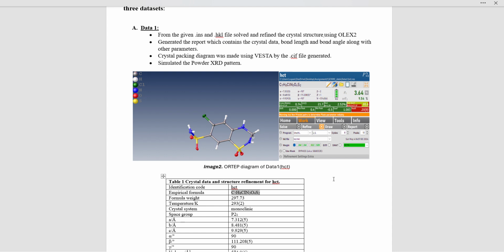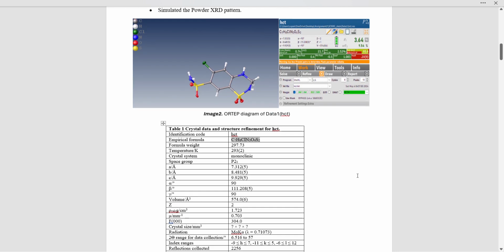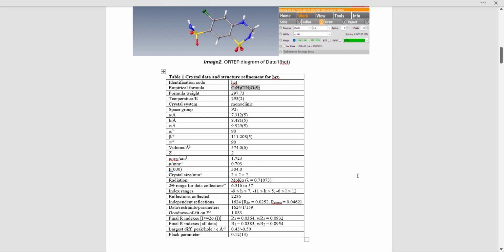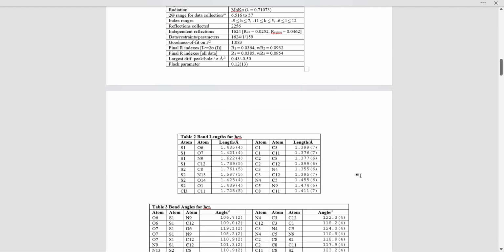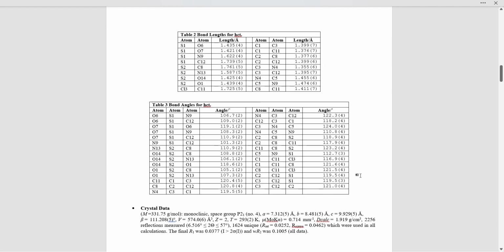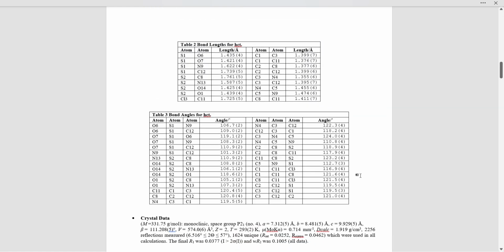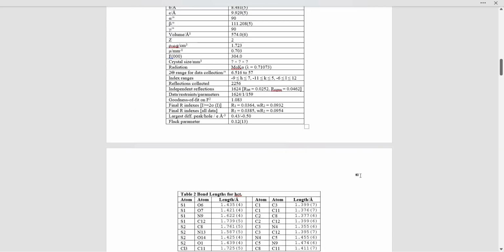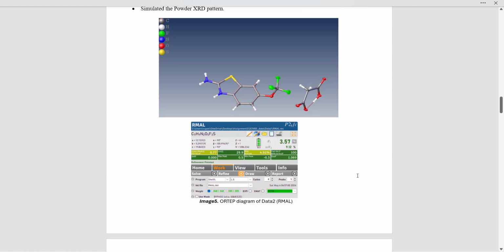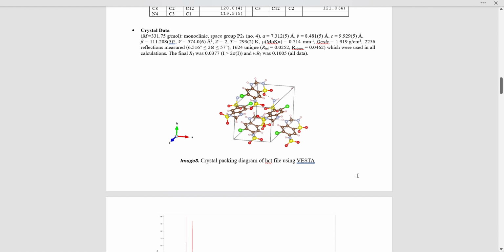So the first data file was hydrochlorothiazide, and at the end of this refinement we should do the report. In the report file we have the crystal data which contains the empirical formula, the formula weight, temperature, the space group, the cell parameters like a, b, c, alpha, beta, gamma, the volume, along with other parameters. It also includes the bond lengths and the bond angles. During this refinement, a zip file is also generated, and using this zip file, I made this crystal packing diagram using the VESTA software.